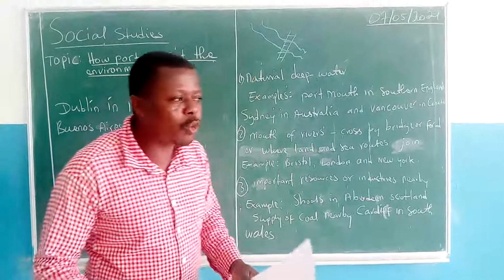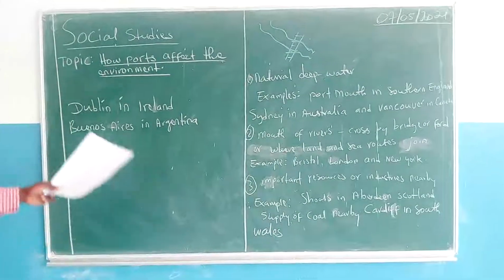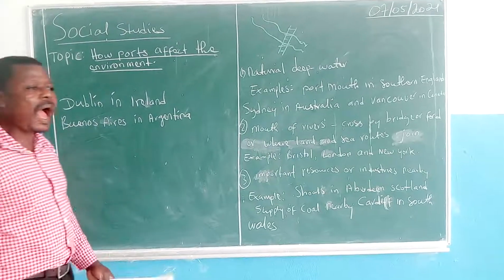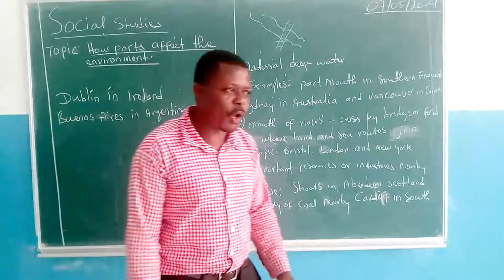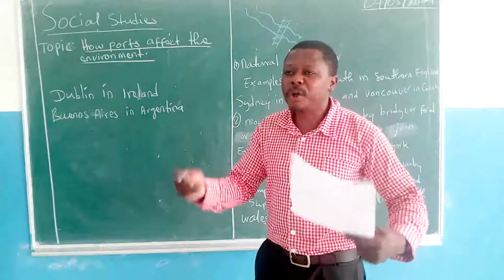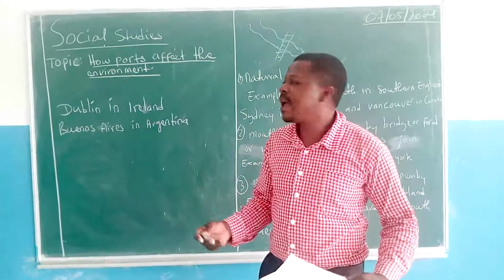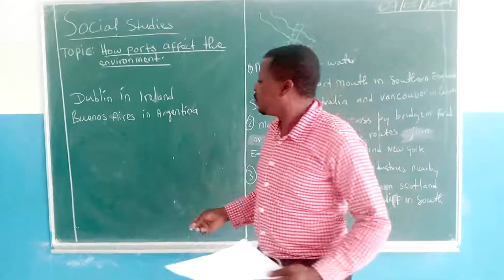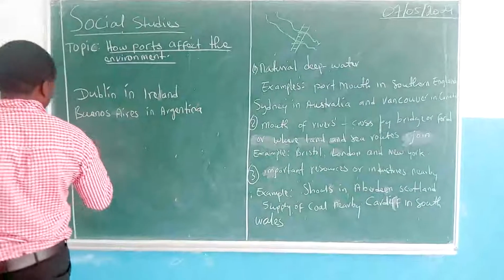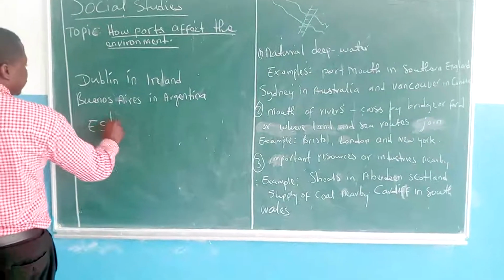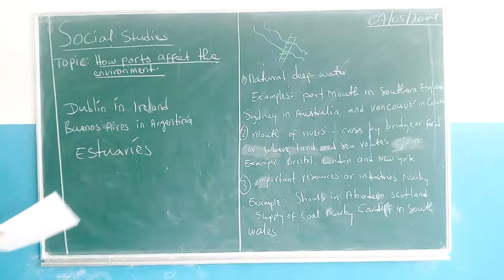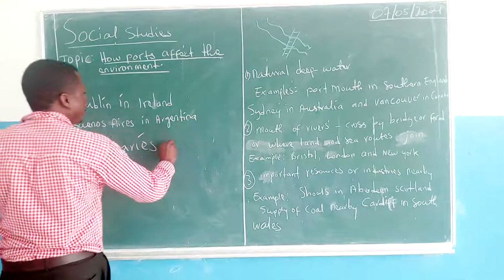Let us now go to our topic of today, which is how ports affect our environment. You first of all have to understand that major cities and ports in the world, the biggest ports in the world, are found at places known as estuaries. What are estuaries? Estuaries are the mouth of a river.